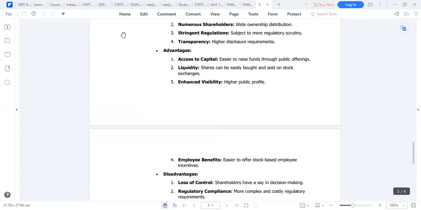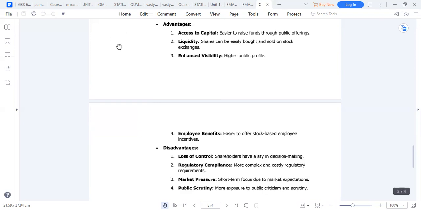So here are the advantages and disadvantages. So you can see the advantages and disadvantages of a private company.